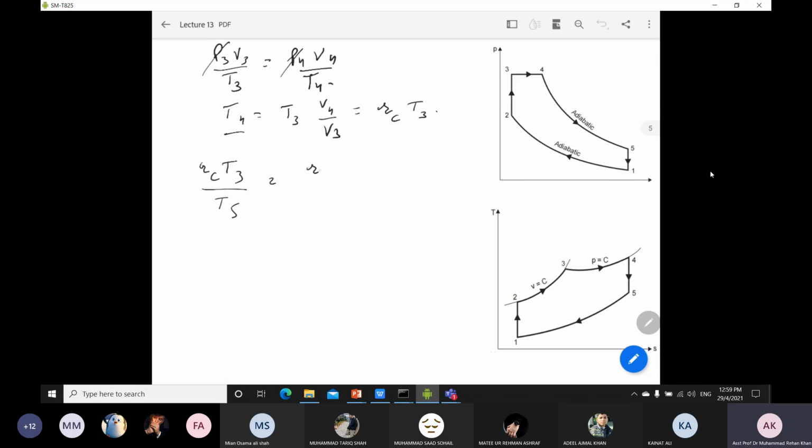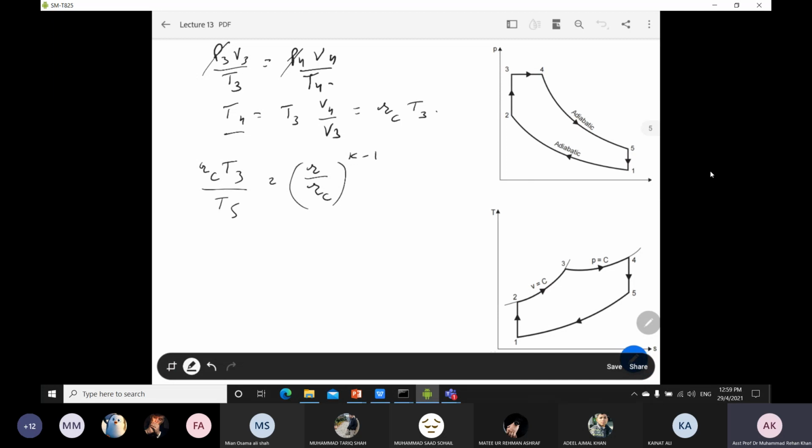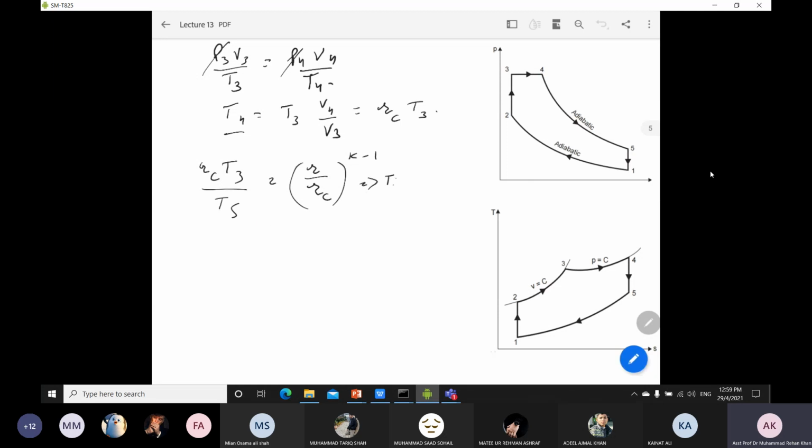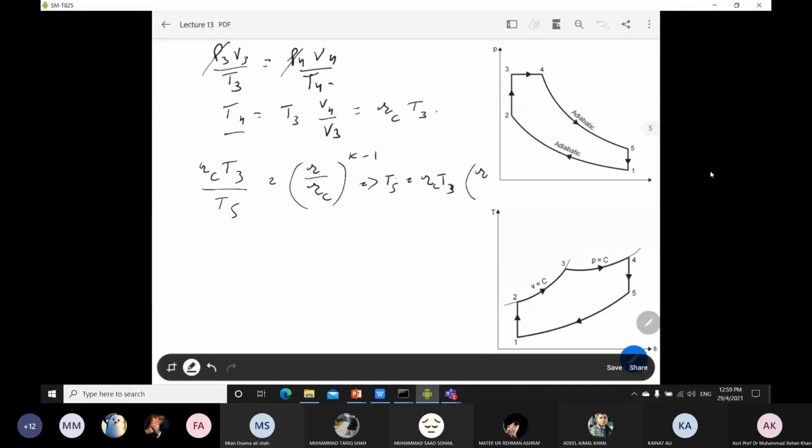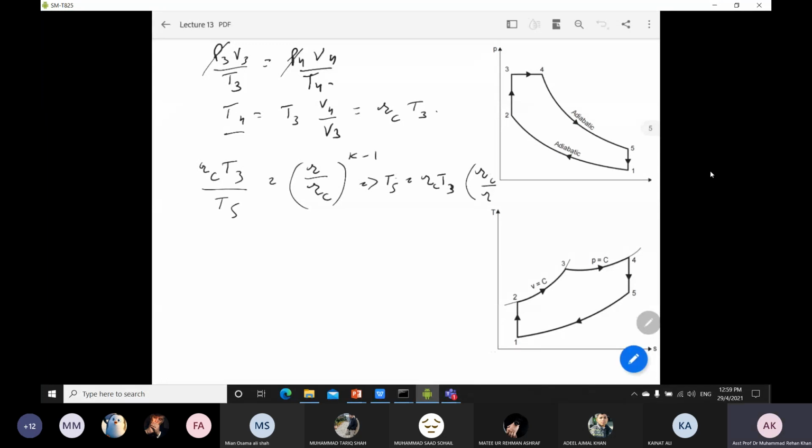T5 R over RC to the power K minus 1. Okay, so from here we can easily find the value of T5. If I can write over there, T5 is equal to RC T3 times RC over R to the power K minus 1. So I've just rearranged this equation, and it turns out to be T5.